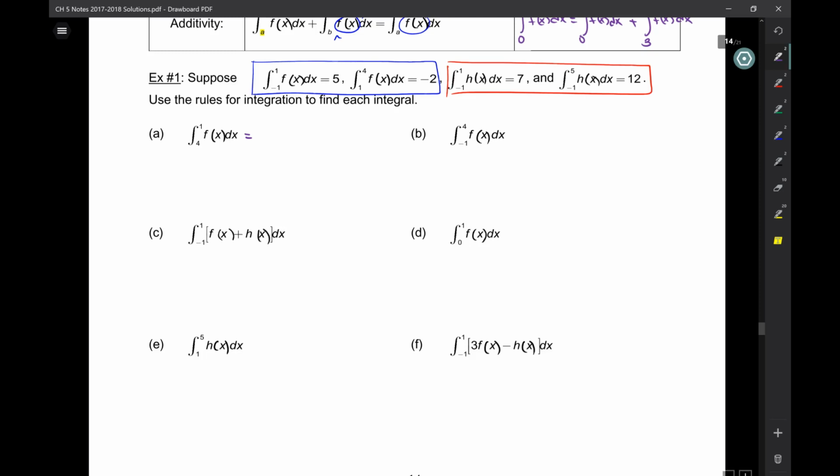So look, I have to find the integral from 4 to 1 of f of x. What am I given? I'm given the integral from 1 to 4 of f of x. So in going from 1 to 4 to 4 to 1, what do I have to do? It's the negative. So it's -1 times the integral from 1 to 4 of f of x dx, so that's just -(-2), which is +2. Okay?